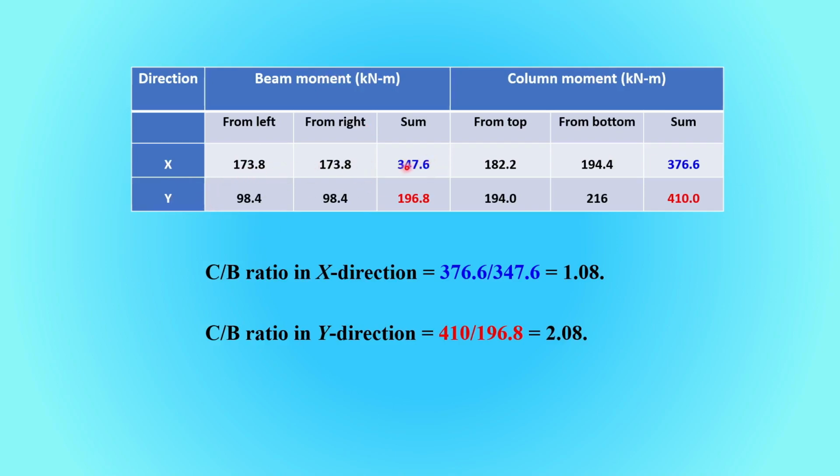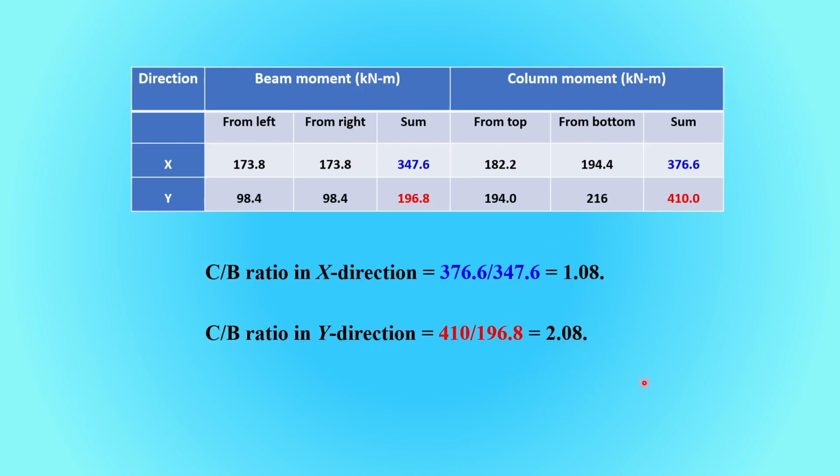So you prepare a table now, direction x and y, beam moment from left, from right, and total summation here. Similarly, column from top, from bottom, in x direction, in y direction, and the summation. So C by B ratio in the x direction is the 376.6 column capacity summation divided by beam capacity summation 347.6, which is 1.08. In y direction, the column capacity is 410 and beam capacity summation is 196.8. You take the ratio, you get 2.08.